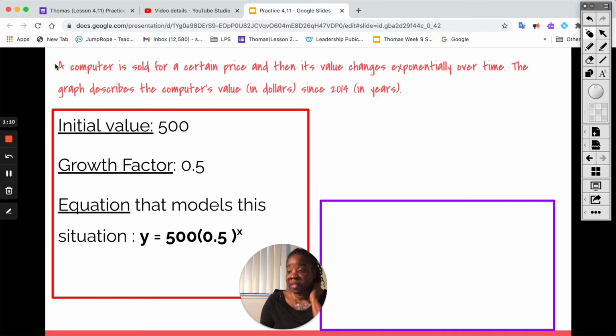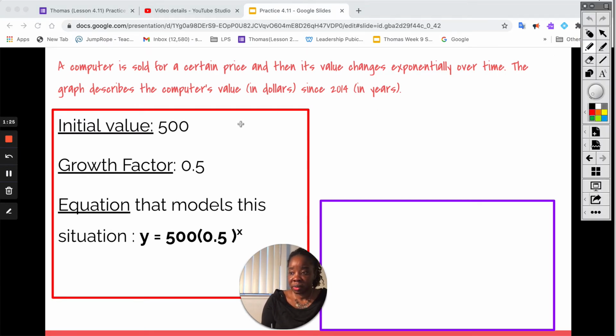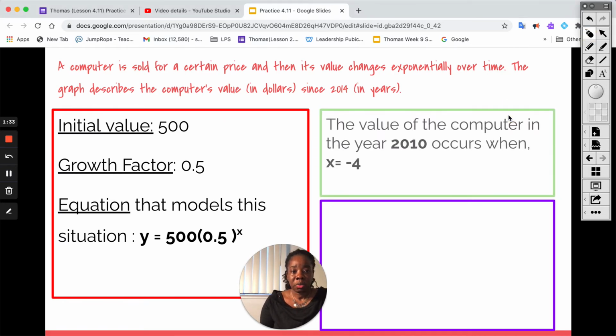They asked us about the value of the computer in 2010, and 2010 just happens to be 4 years before 2014, because this was the value in 2014. So this is 2014, which is going to be an important piece of information. So when we think about it, 2010 happens to be 4 years before 2014, and since it's before the initial value of the computer was taken, it's going to be a -4 in this case. And what we would do is plug it into our equation, so the x is replaced with -4.